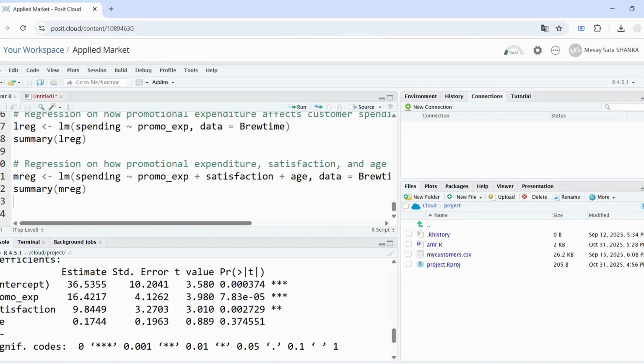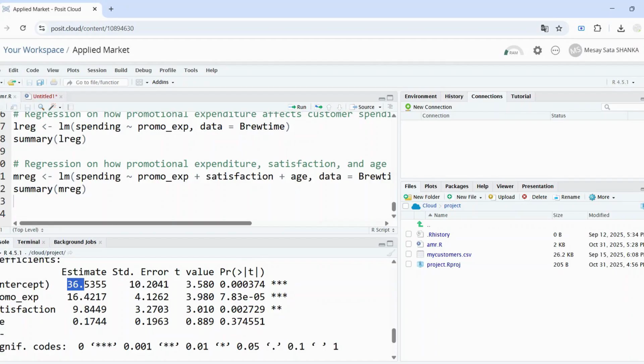Looking at the p-values, both promotion exposure and satisfaction have very small p-values, which is less than 0.05. So this shows that they significantly influence customer spending. However, the p-value for age is not significant, which is greater than 0.05, which means age does not meaningfully affect customer spending.